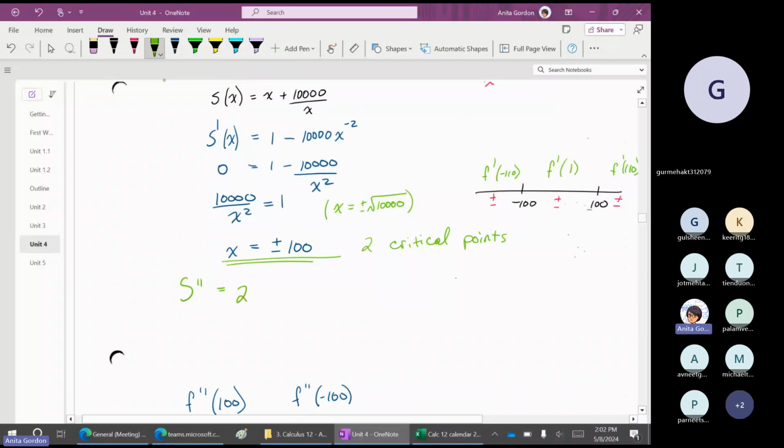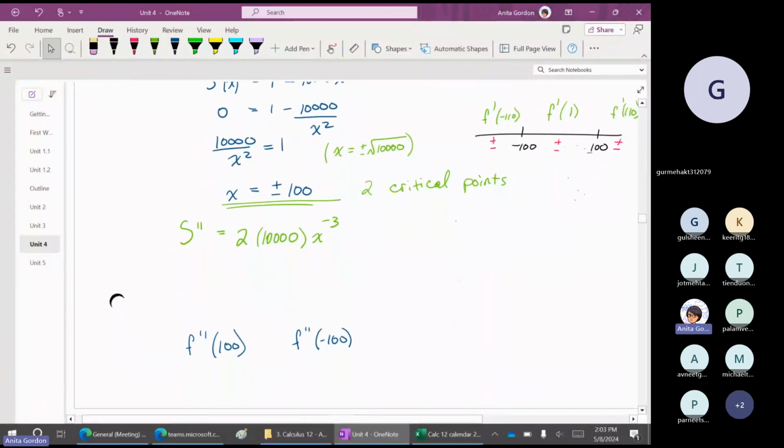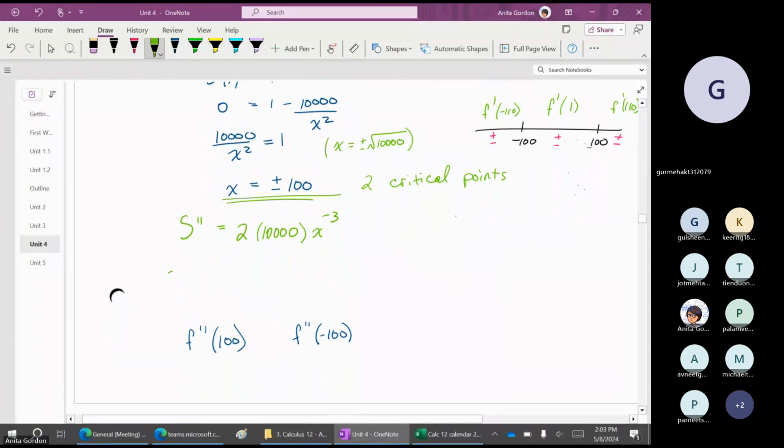This would be positive 2 times 10,000 times x to the negative 3, right? So stick 100 in here. What do I get? And I'm only interested, is it positive or negative? I don't care about the actual number.